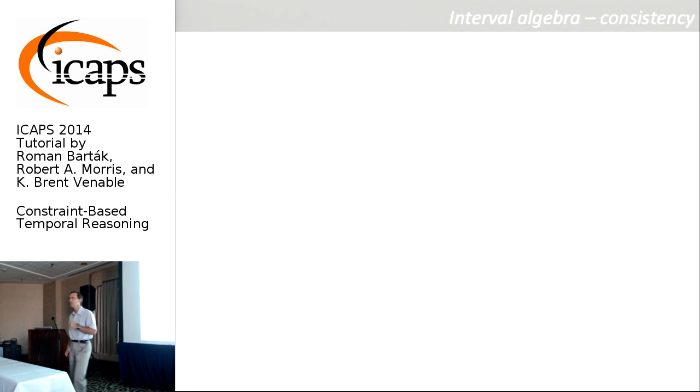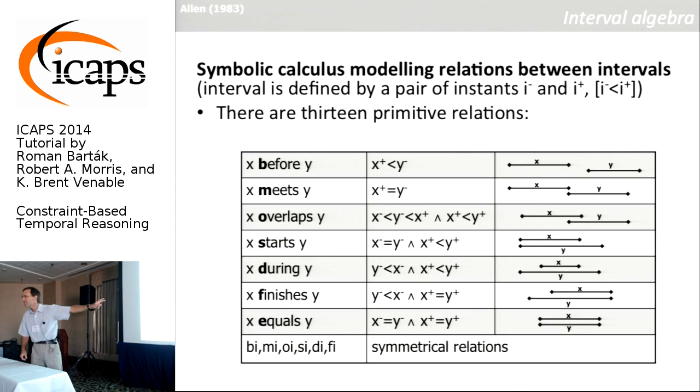Yes, yes. In this case, yeah, you are right. In this case, for primitive relations, it's okay because they are conjunctions. But if you combine them, like if you say before or meets, then you obtain a disjunction, exactly, right? So for primitive relations, it's okay, but if we combine them, we have disjunctions, and that's a problem.